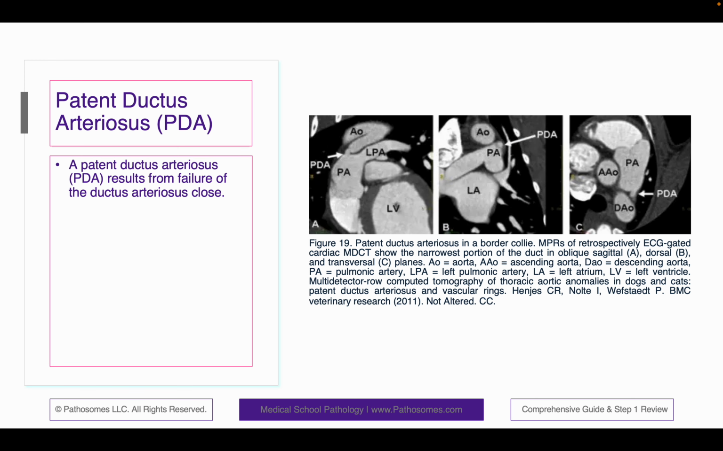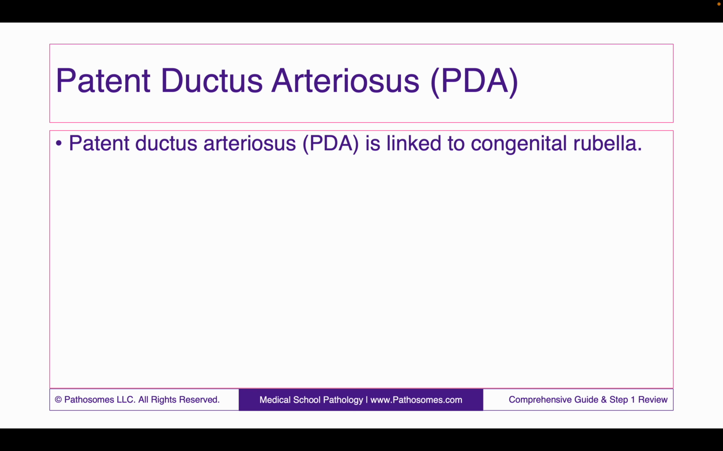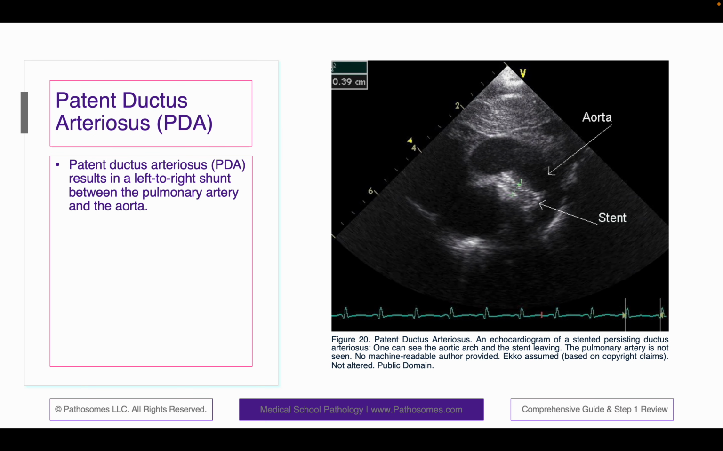Now let's talk about a patent ductus arteriosus. What is that? Well, a patent ductus arteriosus results from failure of the ductus arteriosus to close. A patent ductus arteriosus is linked to congenital rubella. A patent ductus arteriosus results in a left to right shunt between the pulmonary artery and the aorta.